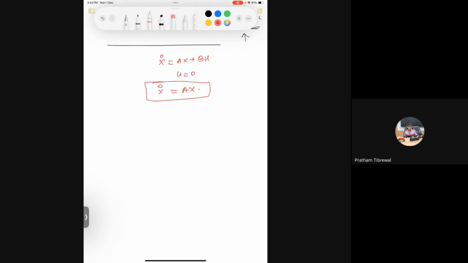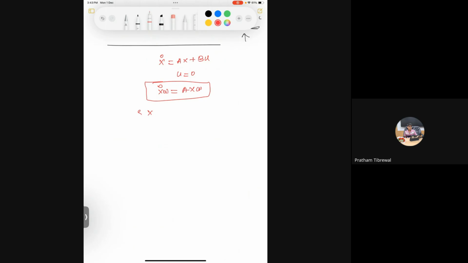Any idea? How do you usually find this in terms of the exponential? We take x1, x2, it's like that. We take a Laplace of this, then what will you get? Instead of writing this, I can straight away write this.